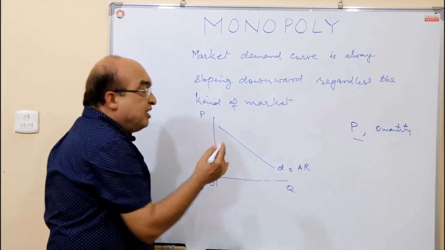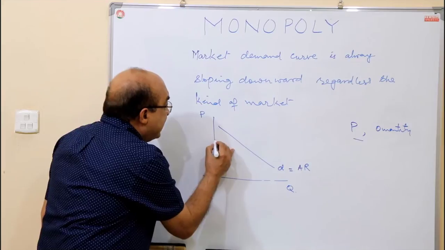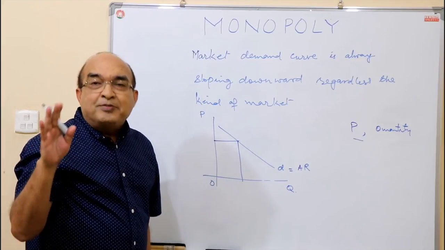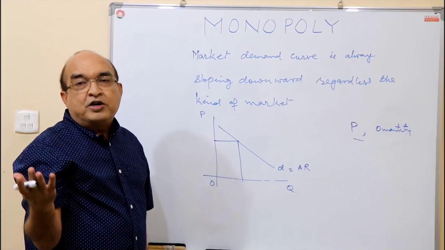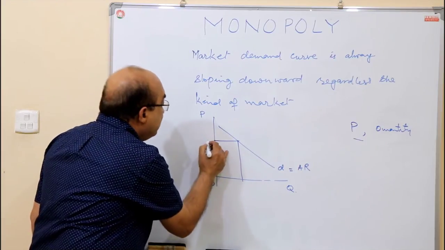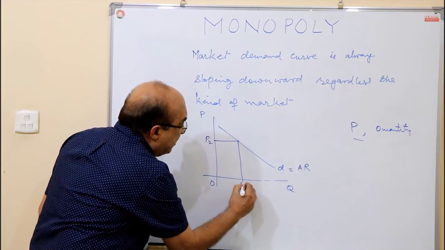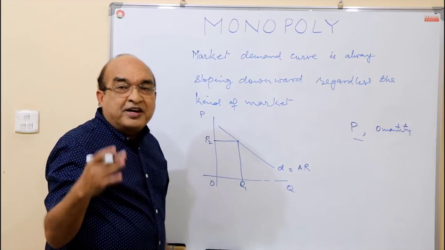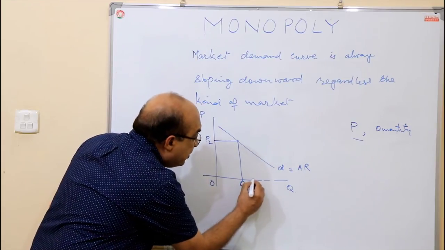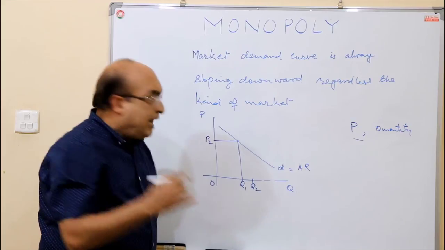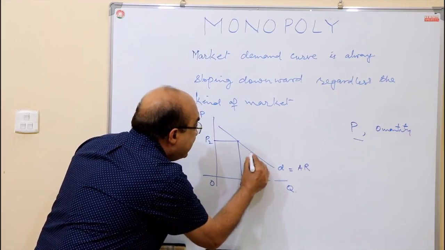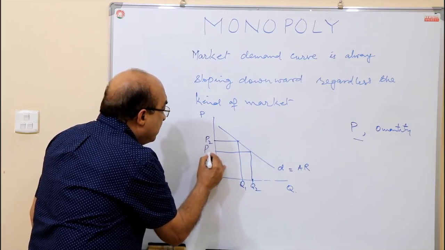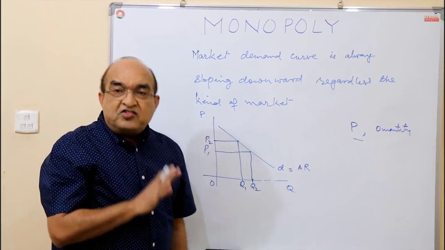The very fact that the monopolist faces a downward sloping demand curve is sufficient indication that in order to raise the quantity, that is, to sell additional output, it will have to lower the price. Suppose it was P2, at which Q1 quantity was being demanded. Now it wants to raise the sale from Q1 to Q2, it will have to lower the price, as dictated by the slope of the demand curve, from P2 to P1. So this is important.